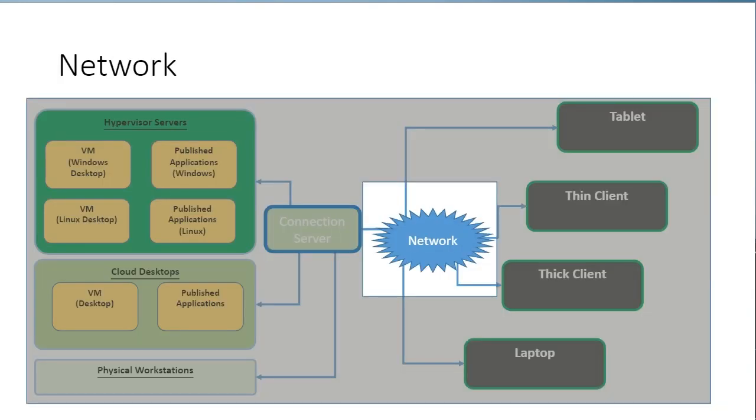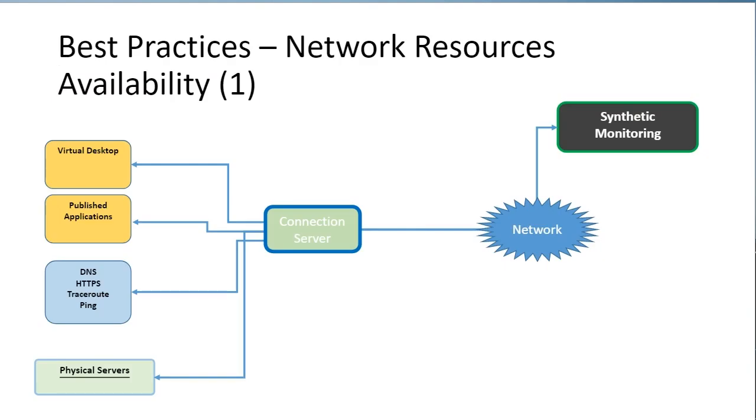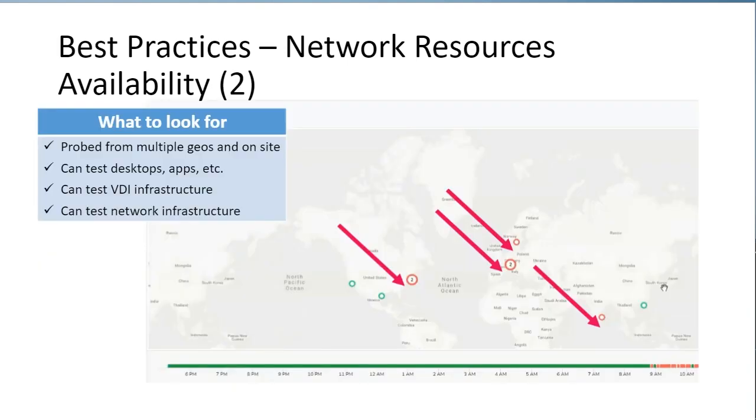Networking, a few things you should be aware of: make sure these resources are available. Companies offer something called synthetic monitoring that you can use to monitor virtual desktops, published applications, even SaaS applications. So the way most synthetic monitoring solutions work is they send out a test from a location to see if that resource is available. So make sure you can do that from a bunch of different geographical locations.